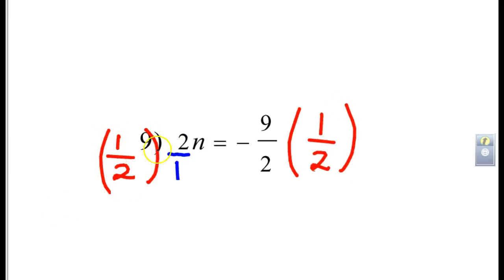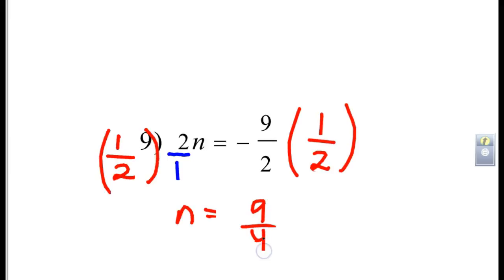All right? 1 over 2 times 2 over 1 equals +1. That's our reciprocal answer. On the other side, we have 9 times 1. And then the bottom, we have 2 times 2. So that's 9 over 4.